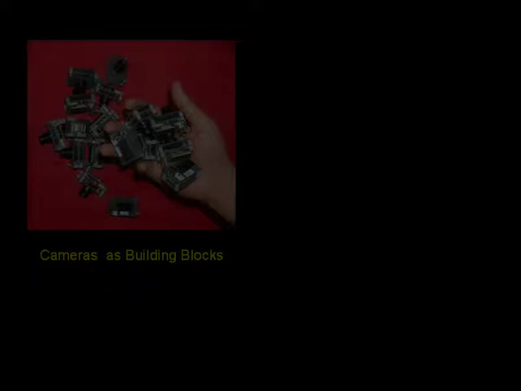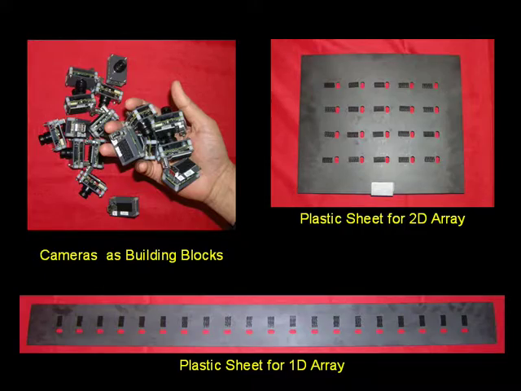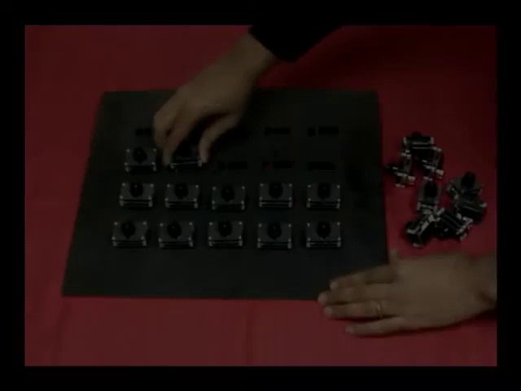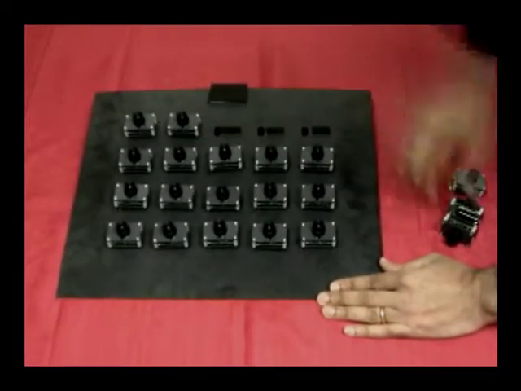To create dynamic collages of changing scenes, we have designed camera arrays that are flexible. A total of 20 video cameras are used as building blocks that can be quickly attached to a flexible sheet of plastic. An array with any desired configuration of the cameras can be put together in less than 5 minutes.